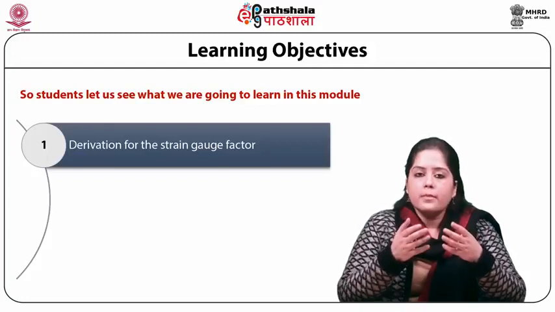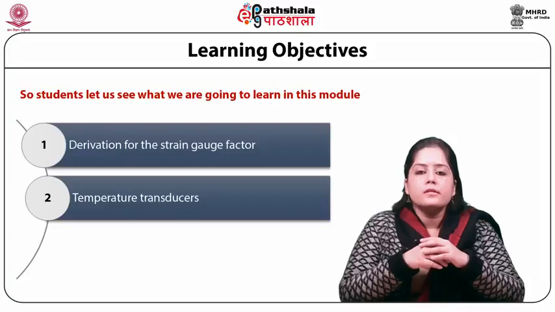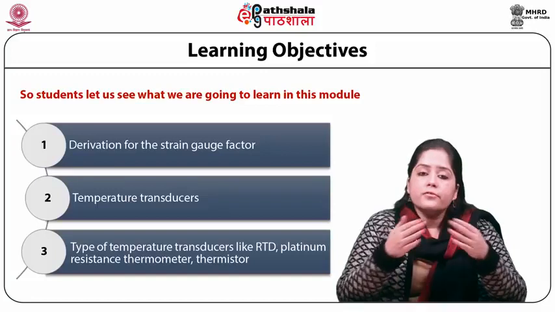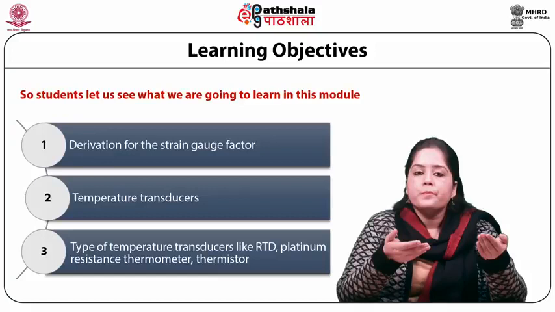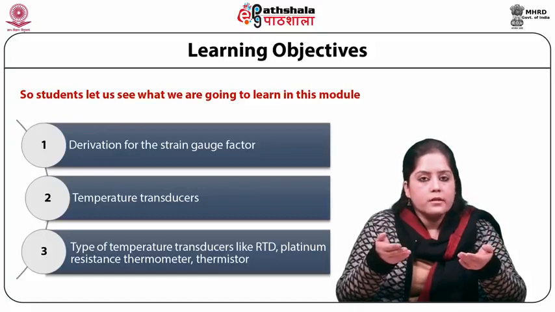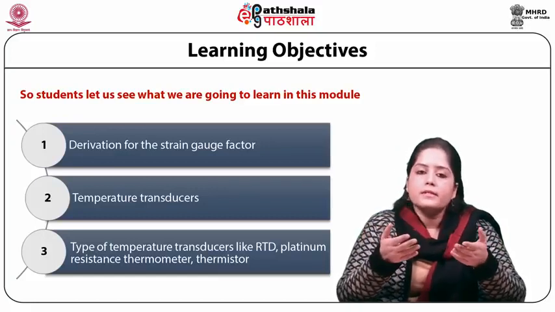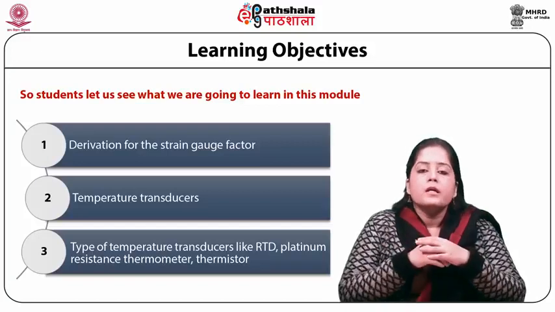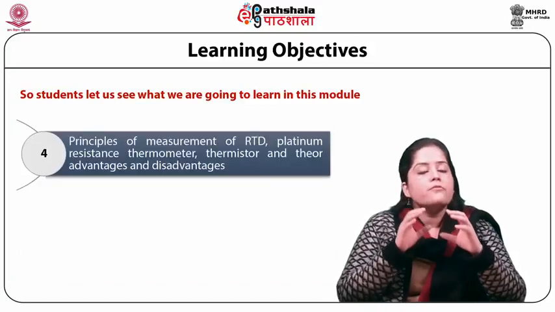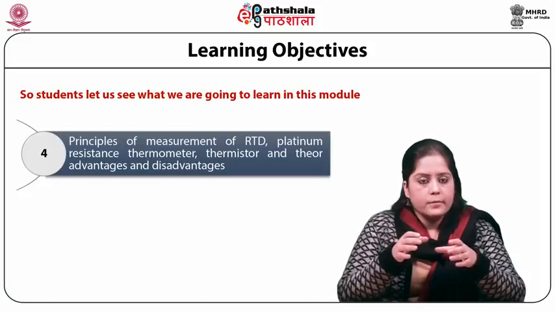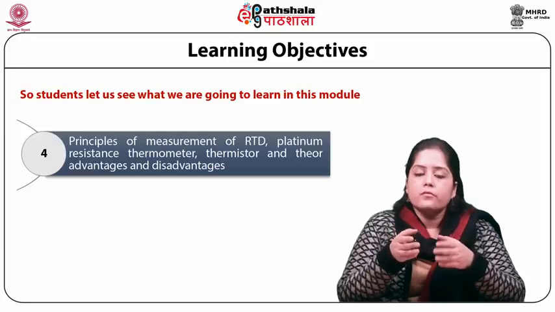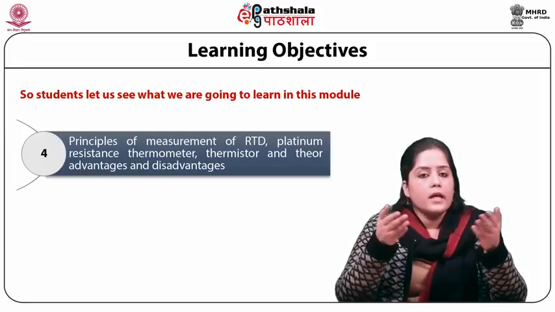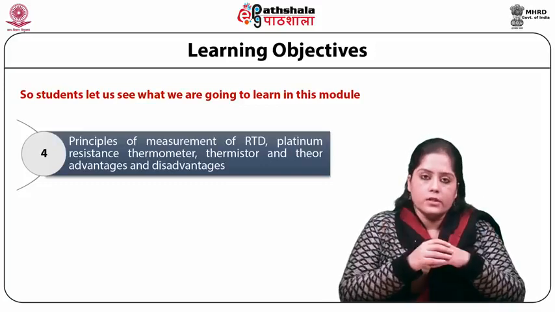Second, we will discuss the temperature transducers, that is, their working principle. Third, the different types of temperature transducers like RTD, platinum resistance thermometer, and thermistor will be discussed in detail. Lastly, the principle of measurement of RTD, platinum resistance thermometer, and thermistor will be discussed, along with their advantages and disadvantages.